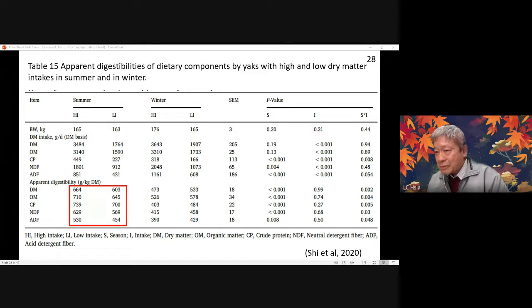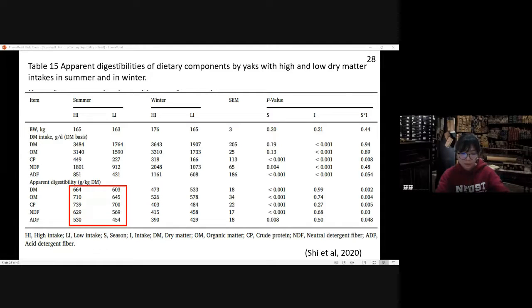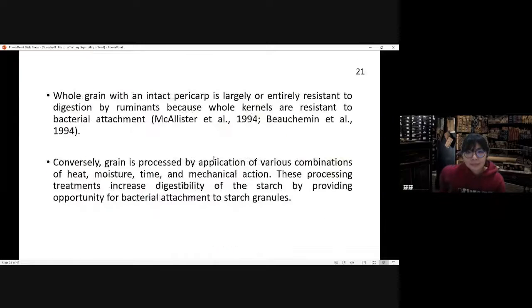Susu? My question is on page 21. Here you mention that if we increase the digestibility of the starch by providing opportunity for the bacterial attachment to the starch. Can you give some explanation on the final sentence? Will it have some benefit on the rumen bacteria or not?